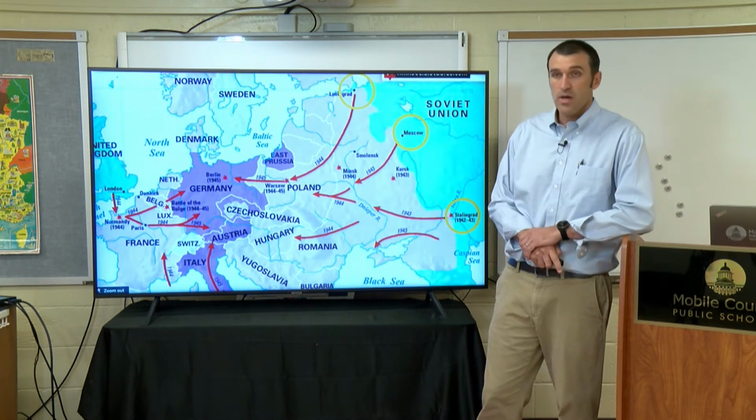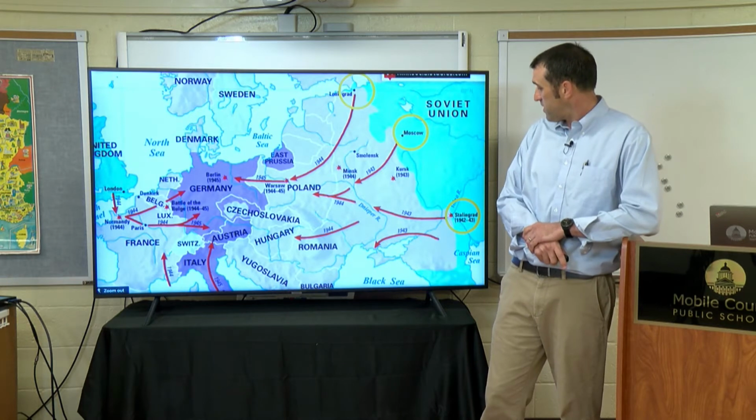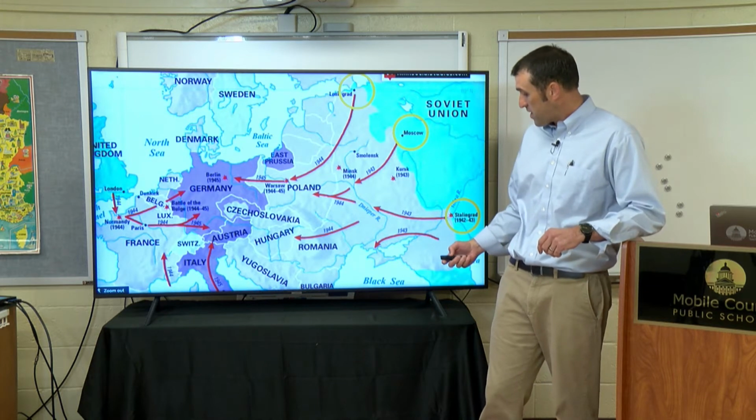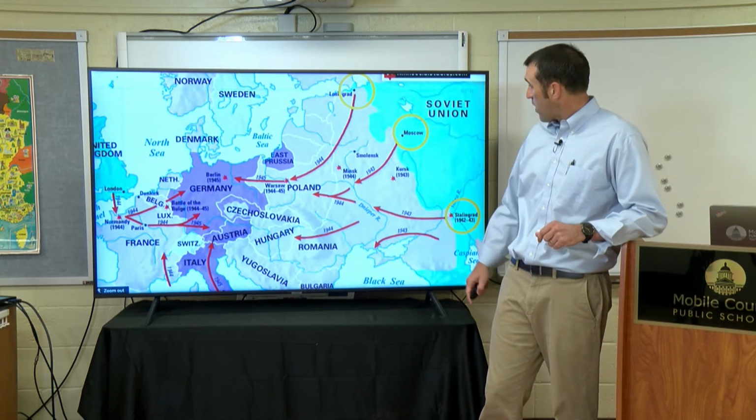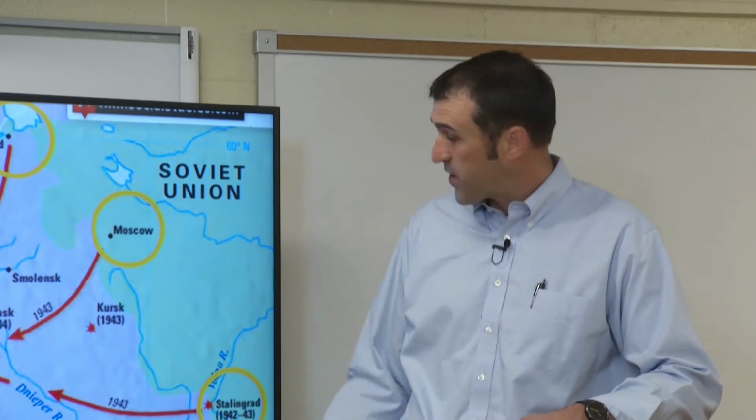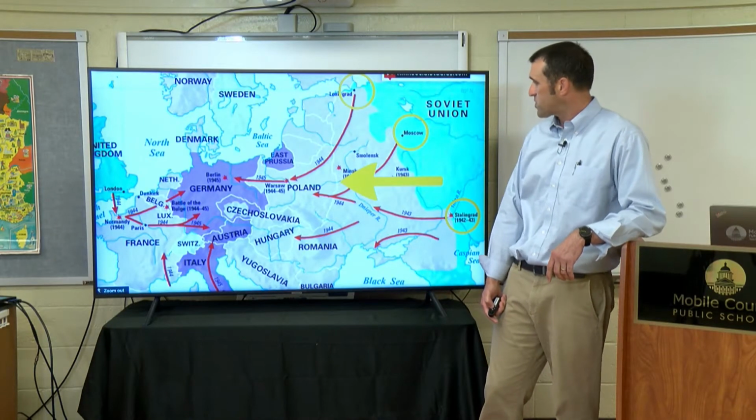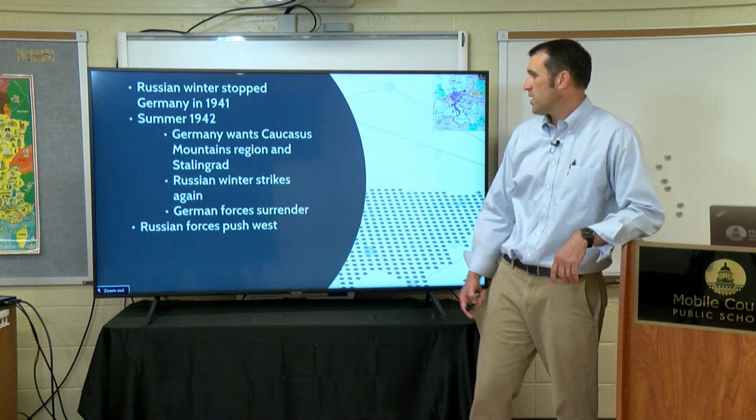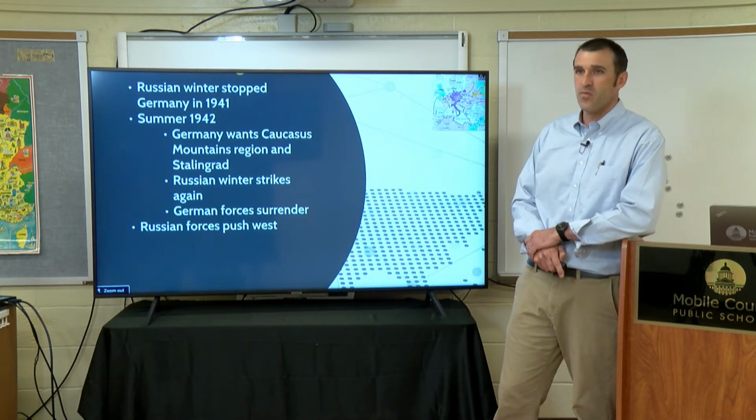It looked like the Russians were going to have to surrender there. But the Russian winter hit. And the Germans that had actually occupied the city were now trapped by Russian soldiers or Soviet soldiers outside of the city itself. And the Germans there, frostbitten, starving, were forced to surrender. Significant victory for the Allies and the Soviets. And from that point forward, the Soviets were able to push the German forces back westward into Poland. So the German forces surrendered and the Russian forces began to push west. Thank goodness for the Russian winter, right?